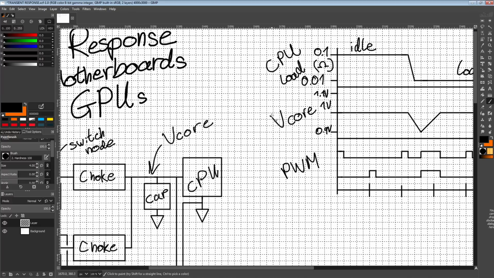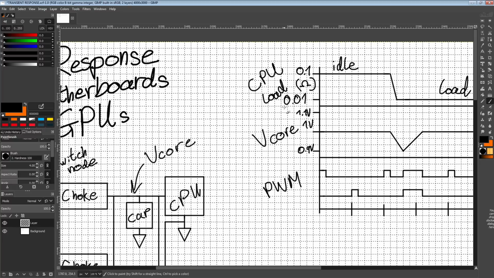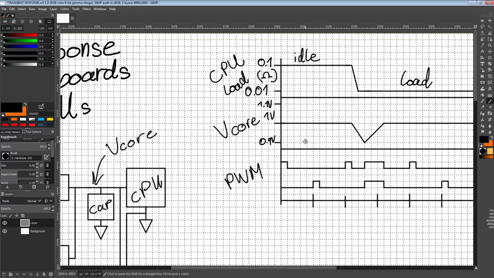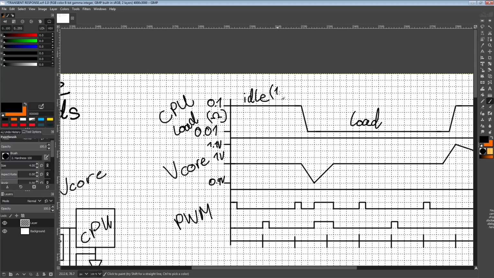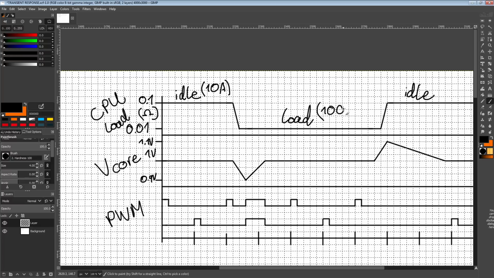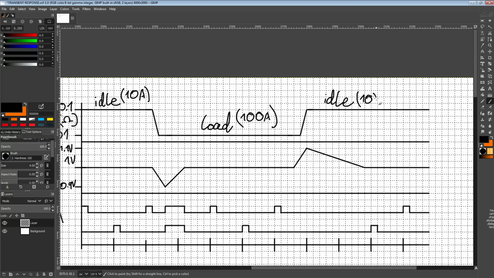Well, depends what CPU you're looking at, but I'm sure if you look hard enough, you'll find a CPU that pulls 10 amps at idle, at roughly 1 volt. And then for full load, the CPU is going to look like a 0.01 ohm resistor, which at 1 volt would be 100 amps. So this right here is roughly 10 amps, this right here is roughly 100 amps, and this right here is 10 amps again.